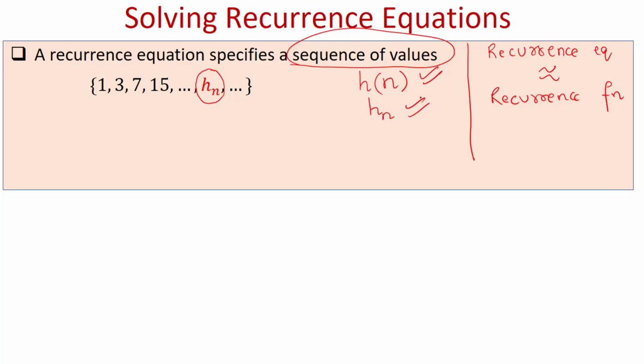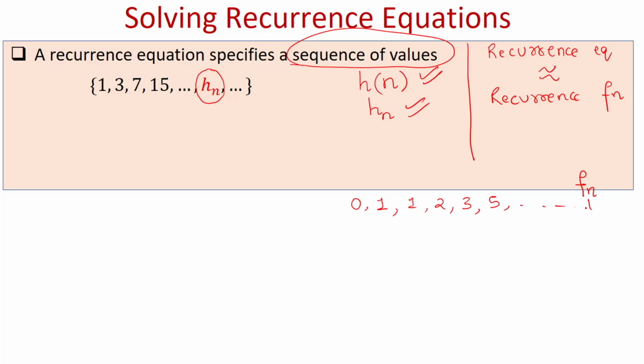So for instance, when I say the Fibonacci sequence, we know that a Fibonacci sequence is defined as follows. The first term is 0, the second term is 1, and then onwards, the next term is the summation of the previous two terms, right? So I will start getting this sequence. Now if I want to specify the nth term of this sequence, I can use two notations.